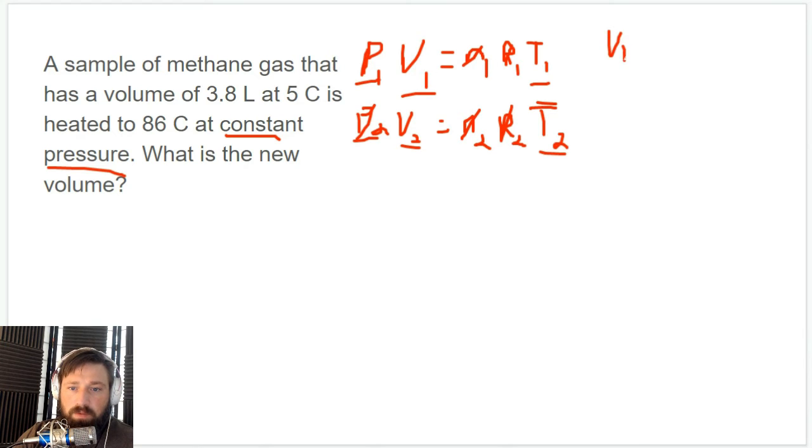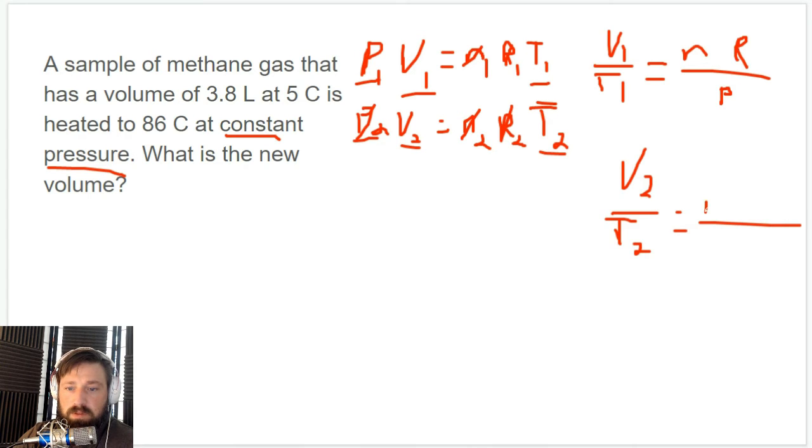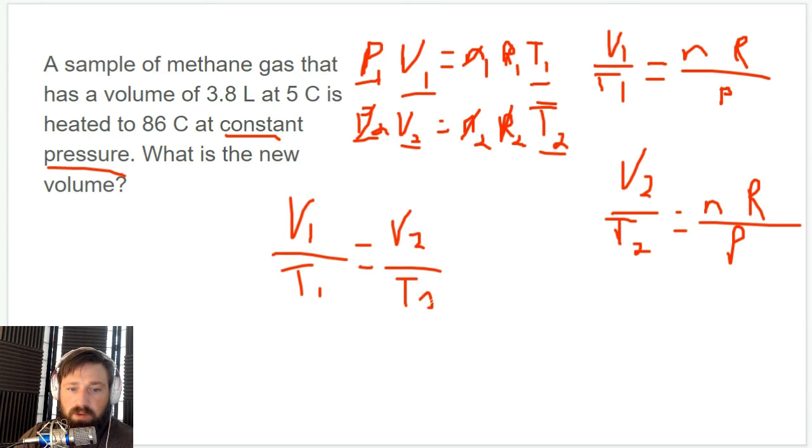And to do that, we do V1 over T1 equals nR over P, and then V2 over T2 equals nR over P. And remember, the moles didn't change. R constant is always the same, and pressure didn't change. So these numbers in these two different states are going to be the same. So we can now say V1 over T1 equals V2 over T2.